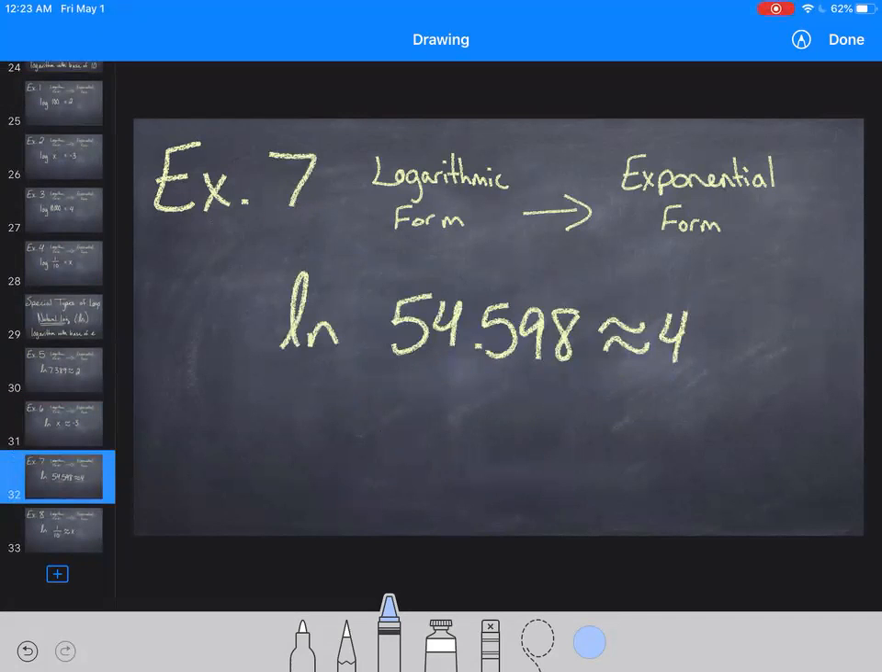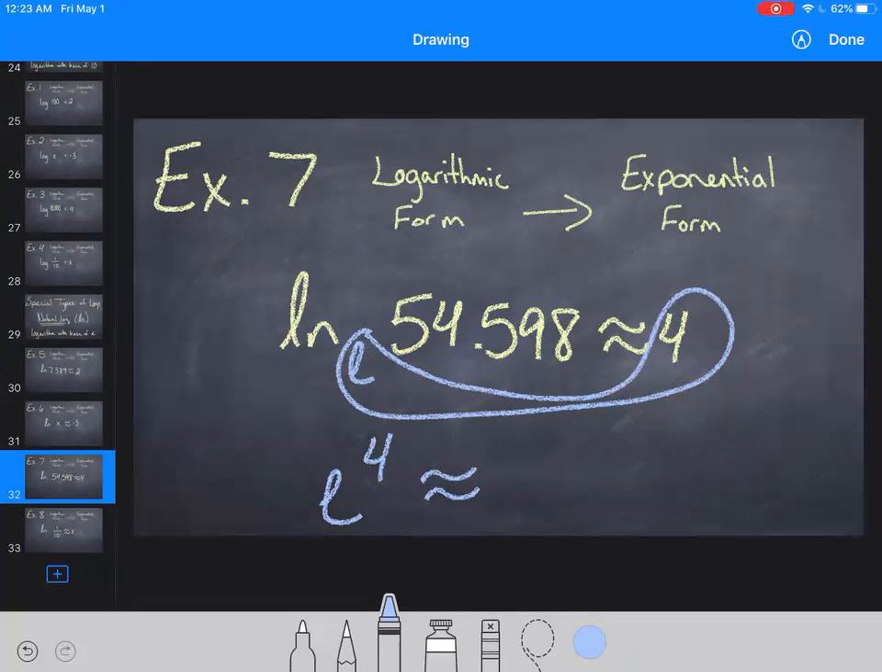Now I'm going to look at example 7. Same thing. I have the natural log of 54.598 is approximately 4. So I'm going to write my e as my base. I'm going to circle my base and my answer. And whenever I rewrite this, I have e to the 4th, approximately 54.598.